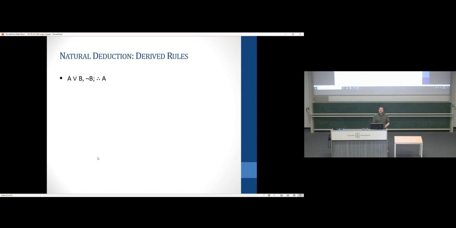Let's construct a natural deduction proof. So the first thing we do, we start by writing all of our assumptions down. We draw our proof line going vertical and our assumption line going horizontal. Now we want to get to A. We know that this is where we want to end up. So what do we think we're going to do? How could we get to A?